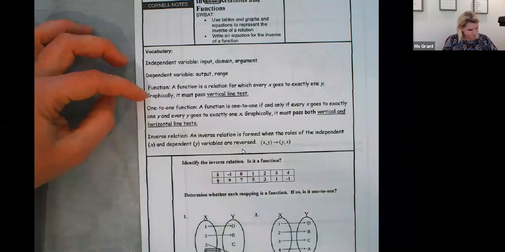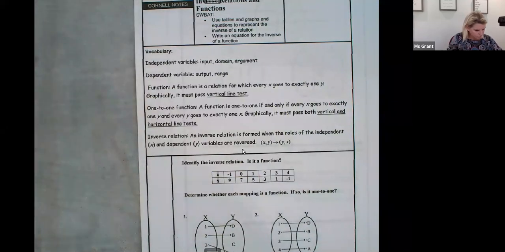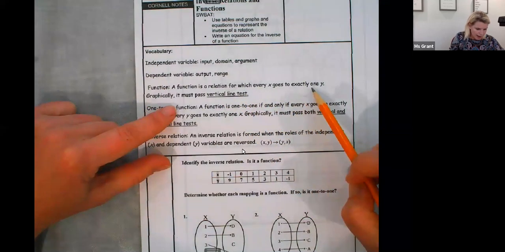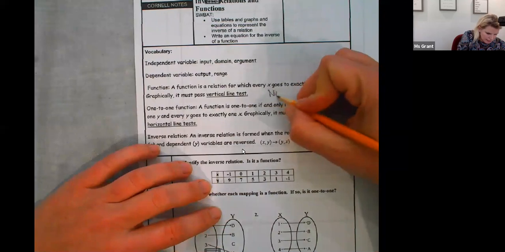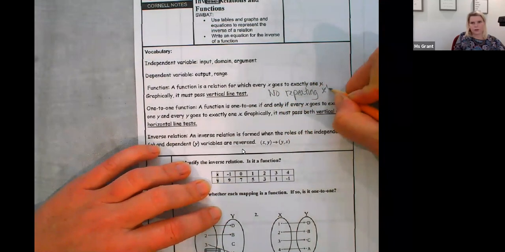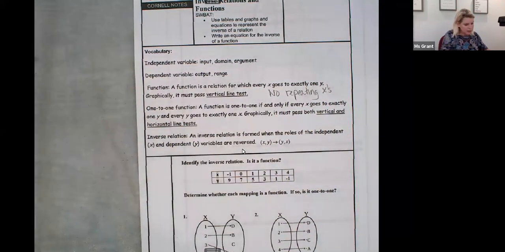A function. Okay, remember, a function is every x goes to exactly one y. No repeating x's. Okay, we learned this back in Algebra 1. A one-to-one must pass the vertical line test.